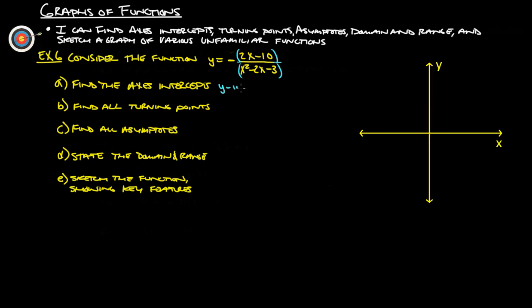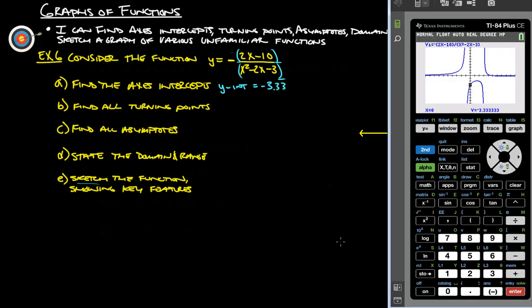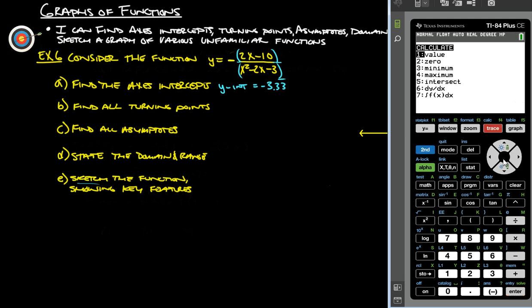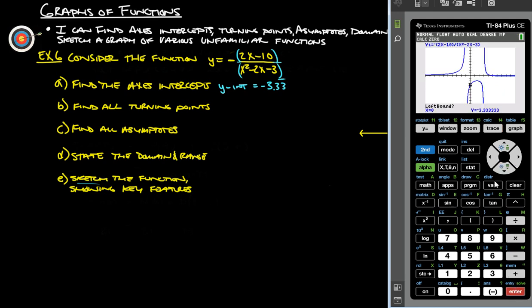So the y-intercept is negative 3.33, right? So 1, 2, 3, 4. So there's our y-intercept. I'm just doing this right now because it does say at the end, sketch the function showing all the key features. That's all these key features up here. Okay. Now we've got to find the x-intercepts. So you do the same thing, second calculate. And now the next thing down is the zeros. So zero is basically what it's going to do. It's going to look to see when the sign changes.